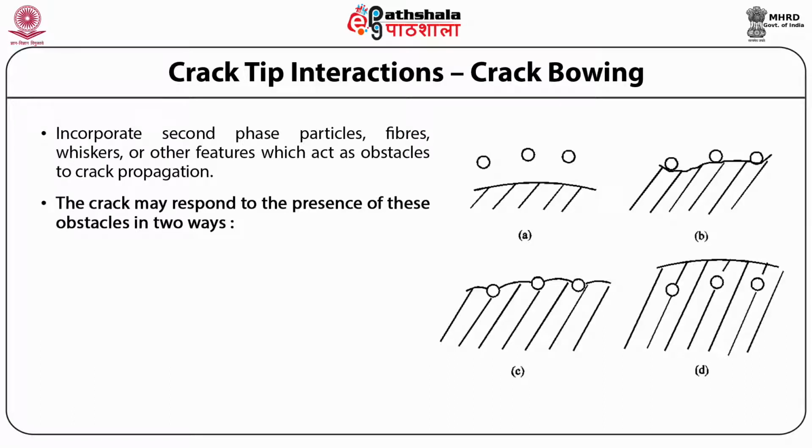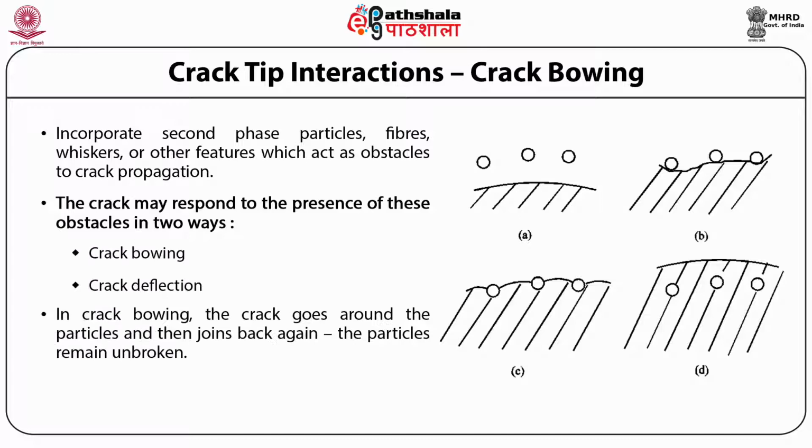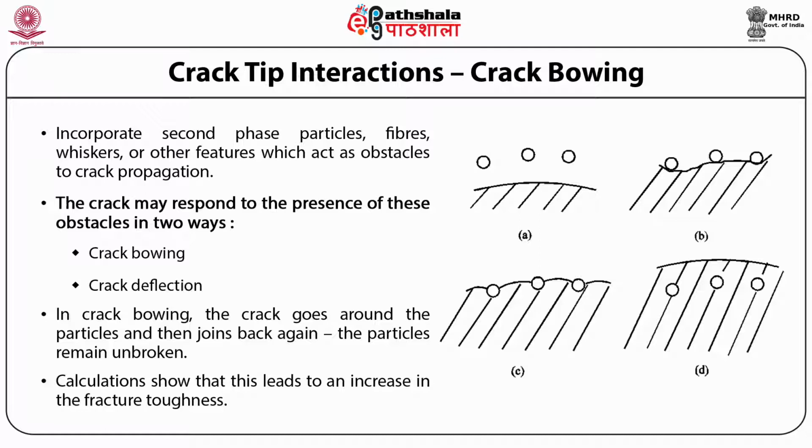The crack may respond to the presence of these obstacles in two ways. It can continue to move by bowing between the obstacles, or it may get deflected. The mechanism of crack bowing is shown in this figure. The crack goes around the particles and then joins back again. The particles remain unbroken and the calculations show that this leads to an increase in the fracture toughness.